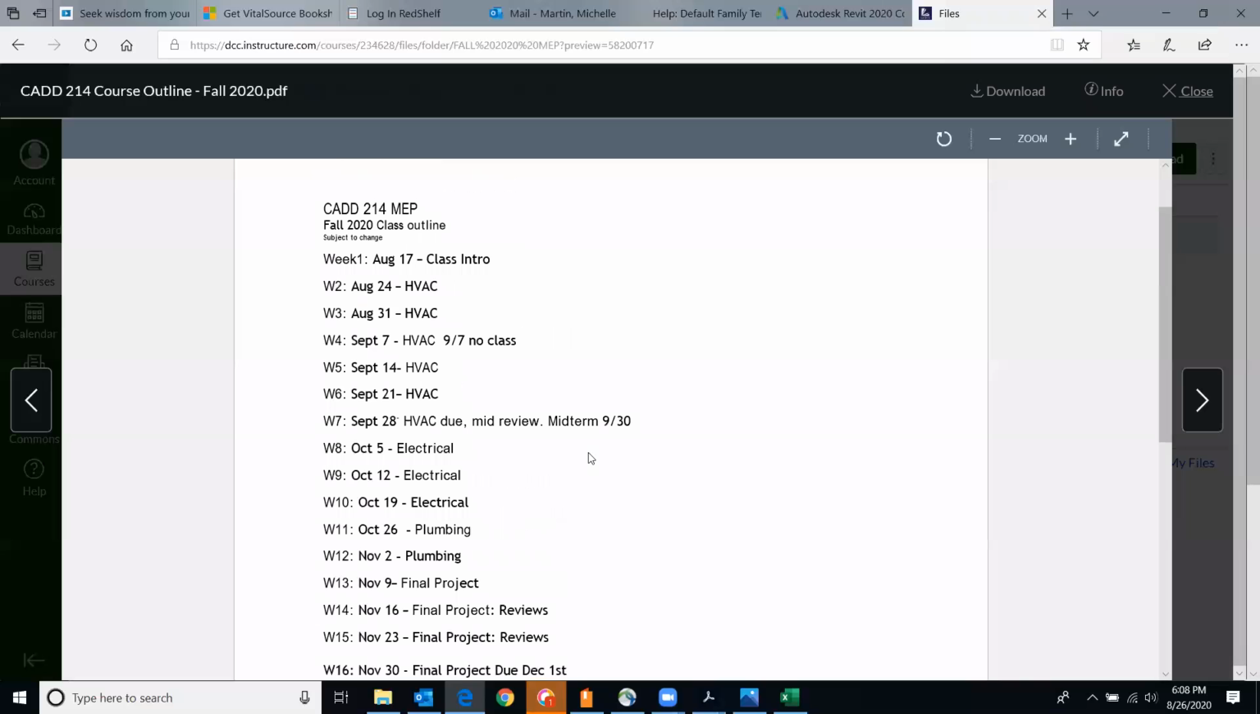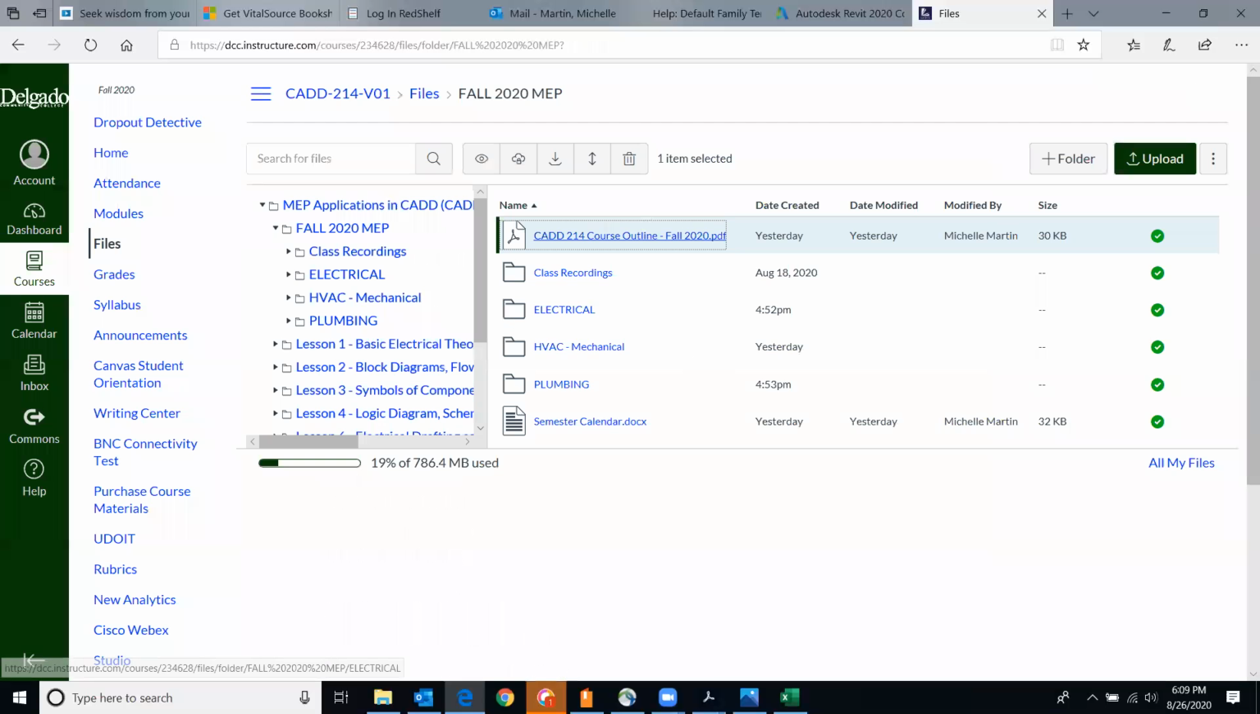So this is always a good sheet to refer to, so you can find out what's going on in class or what's up. But the good part about it is the only thing we'll be concentrating on up until the midterm is the HVAC system. So, any questions about that? All right, I'll go ahead and close that.